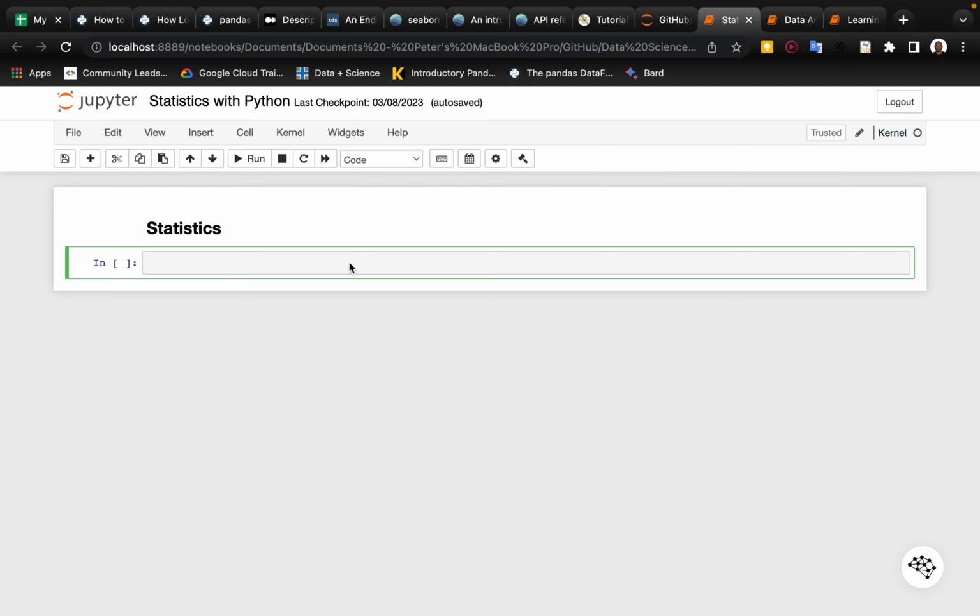Statistics is a branch of mathematics that deals with the collection, interpretation, analysis, and presentation of data, mostly numerical data. So the question we're going to be looking at is, how do we do statistics using Python? That's part of what we're going to be doing here.